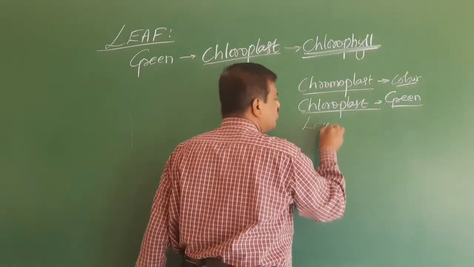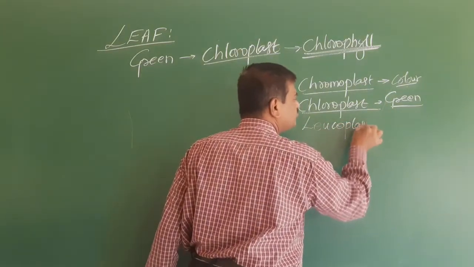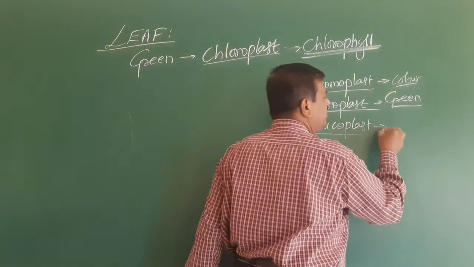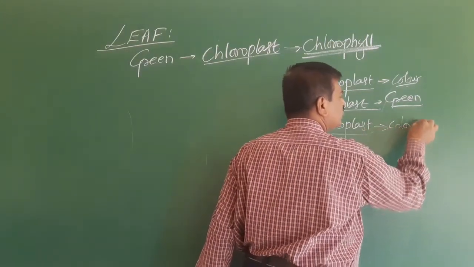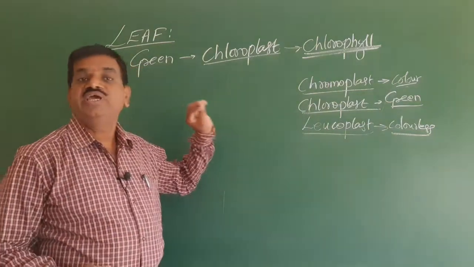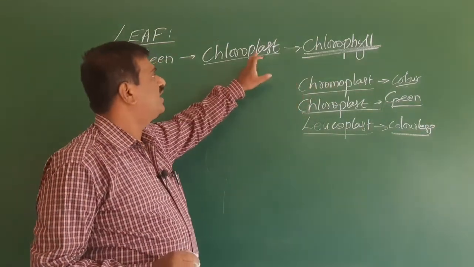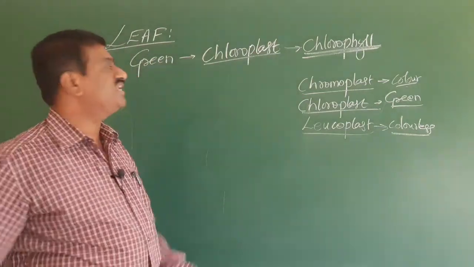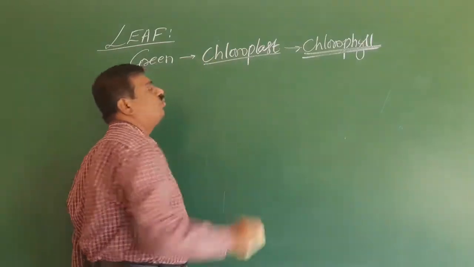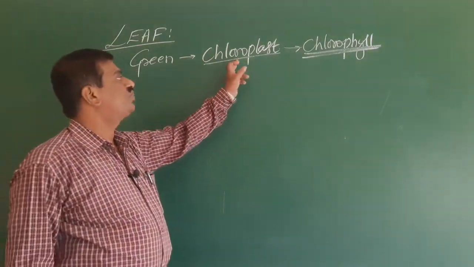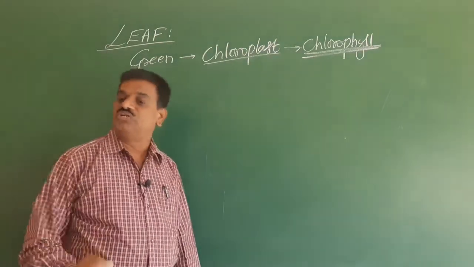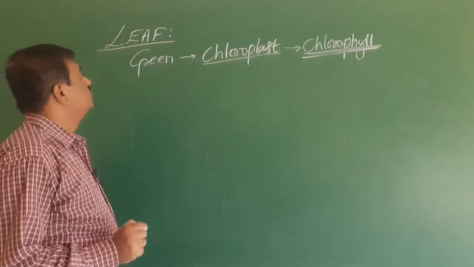And the third one is called leucoplast. Leucoplast is usually colorless. So all these three are called plastids. These plastids are present in all plants. Here one of the green plastids is called chloroplast. In this there is a pigment called chlorophyll. Now we'll go for the other words.